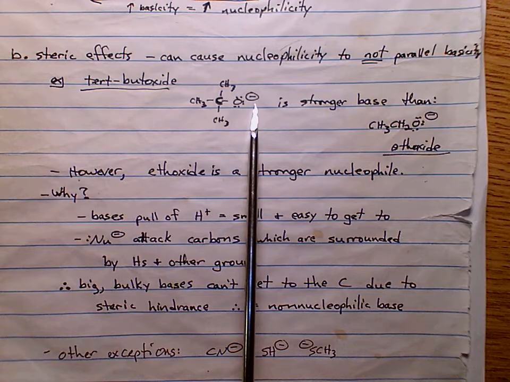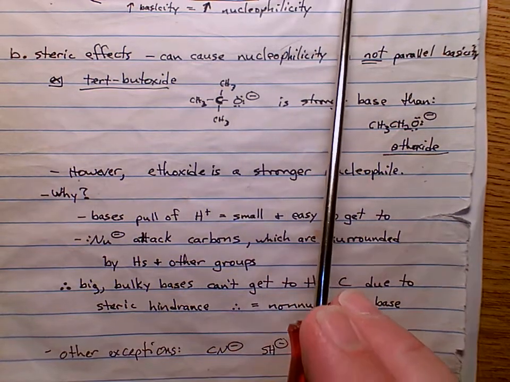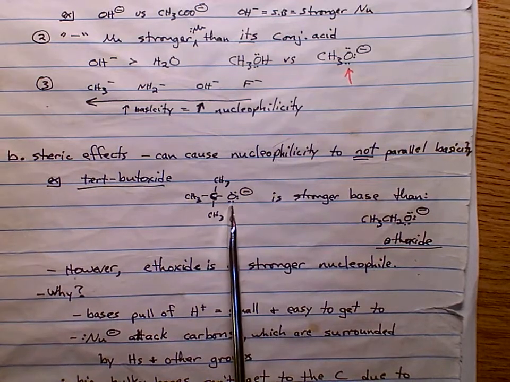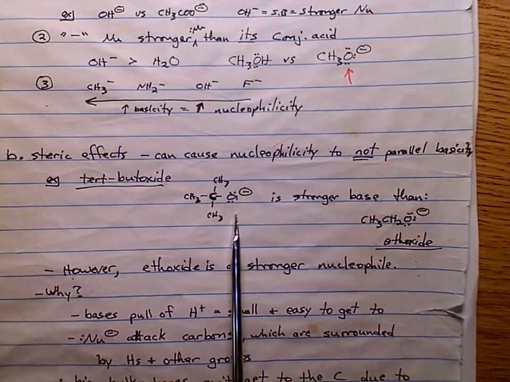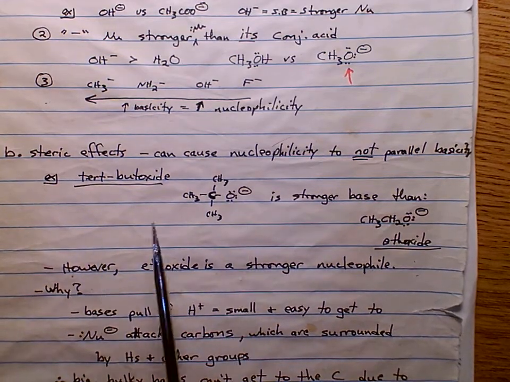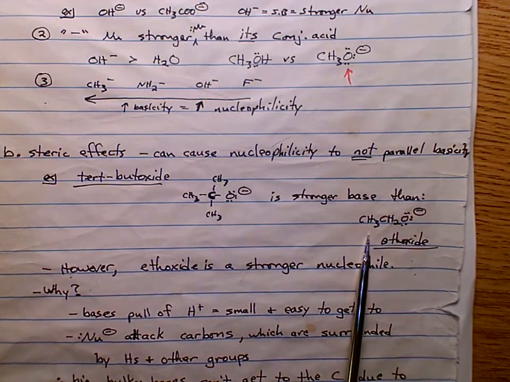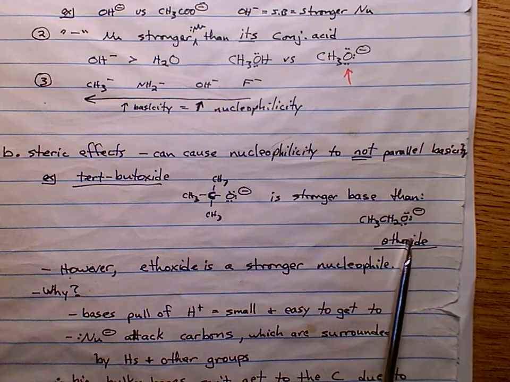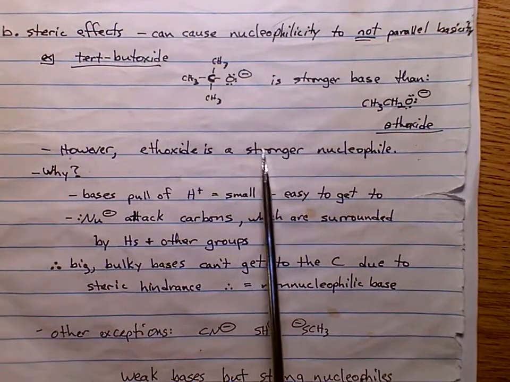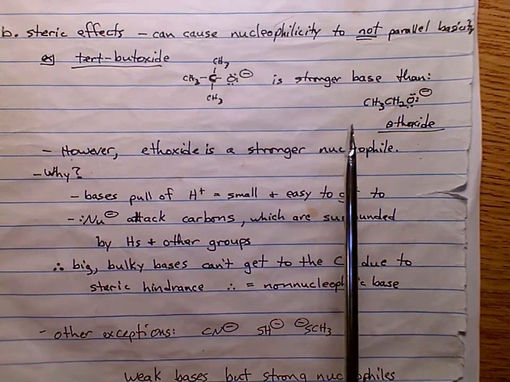We would expect this to be a strong base, just as CH3O minus is a strong base. And it is. This is a nice, strong base. It's a good, strong base. It loves to take protons. It's even stronger base than ethoxide, CH3CH2O minus. However, ethoxide is a much stronger nucleophile.